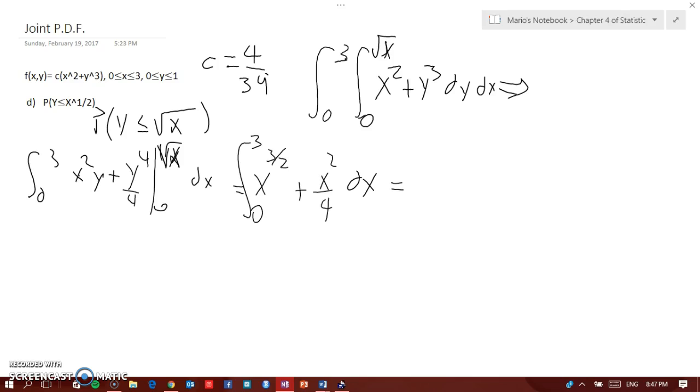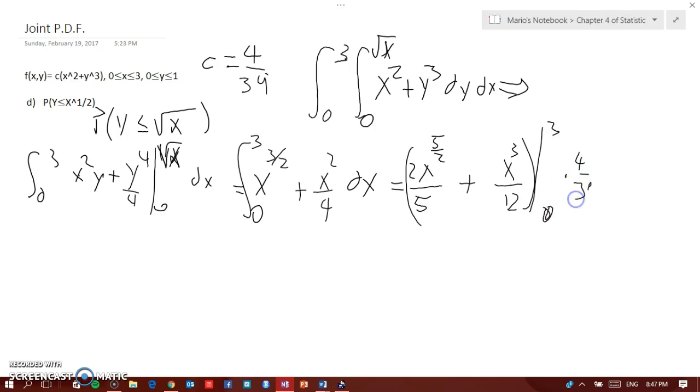Now we're going to integrate with respect to x. That would be x to the power of 5/2 over 5/2, plus x to the power of 3 over 12, from 0 to 3, and then times 4 over 39. Now that would equal, this is basically the part where you can do the rest yourselves. That part I'm not going to do because it's pretty simple.